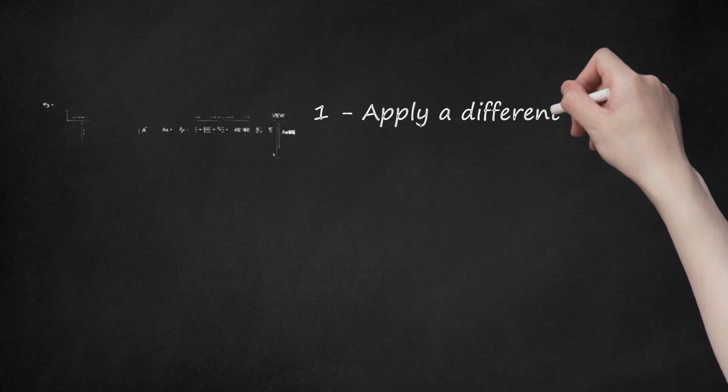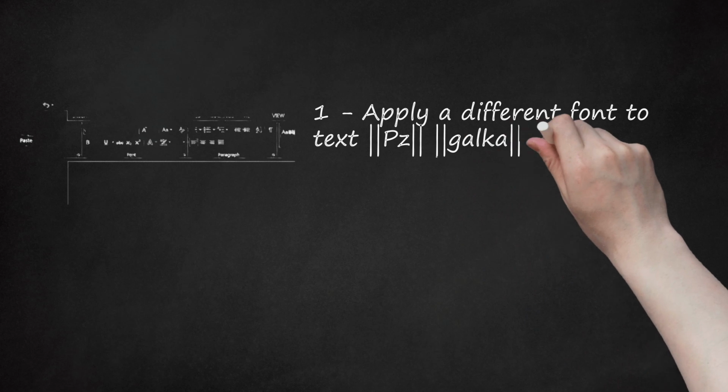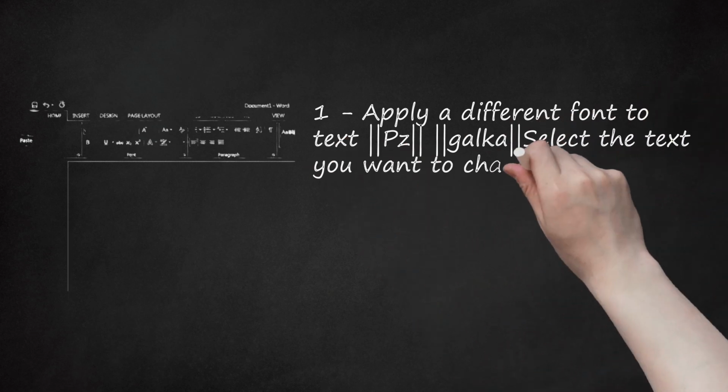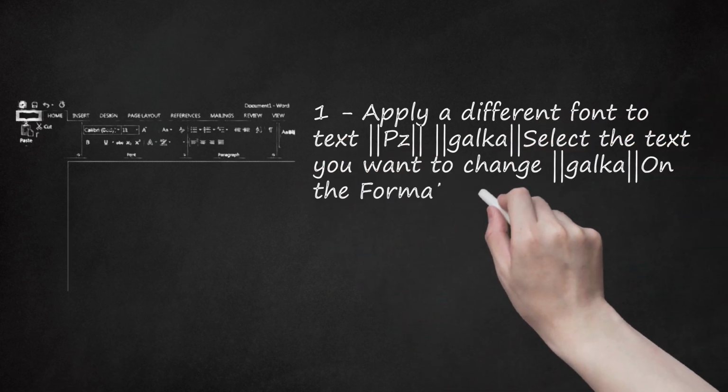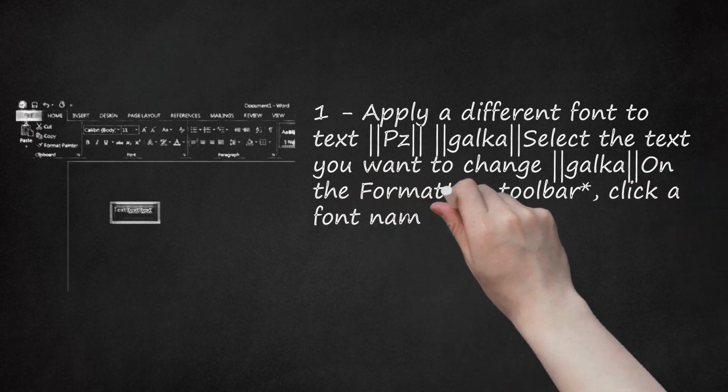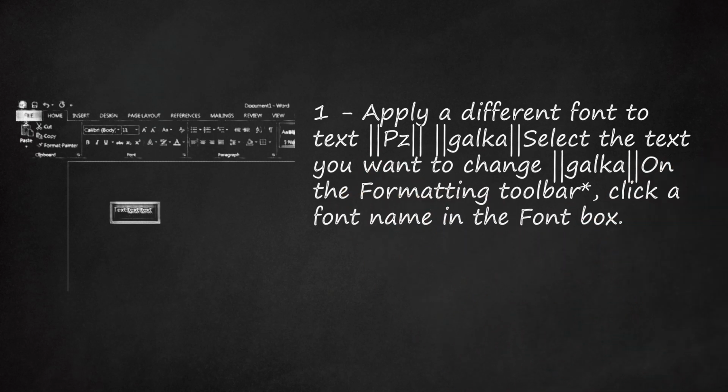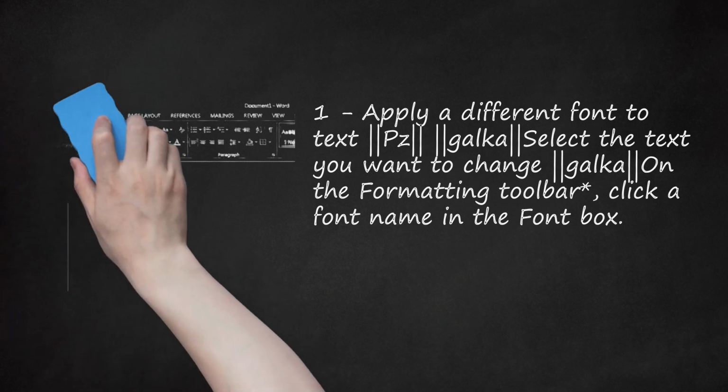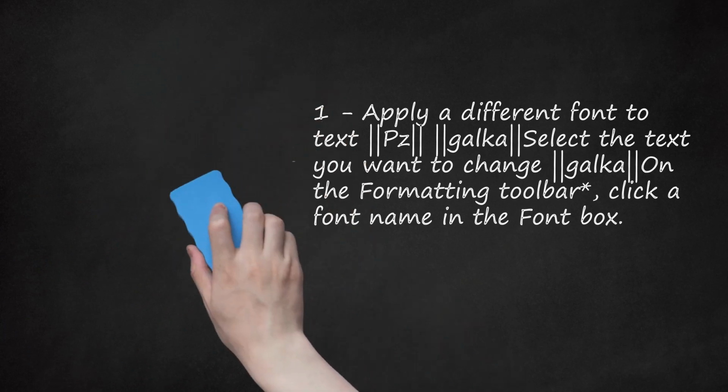1. Apply a different font to text. Select the text you want to change. On the formatting toolbar, click a font name in the font box. Select the text you want to change. On the formatting toolbar, click a font name in the font box.